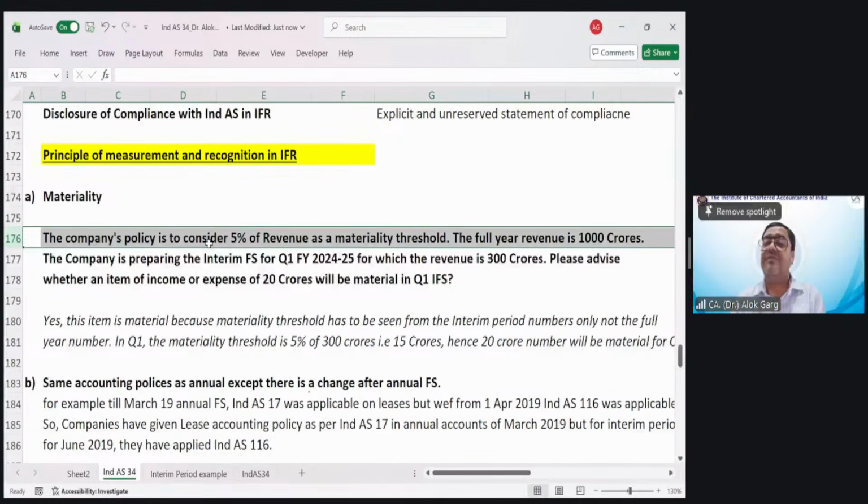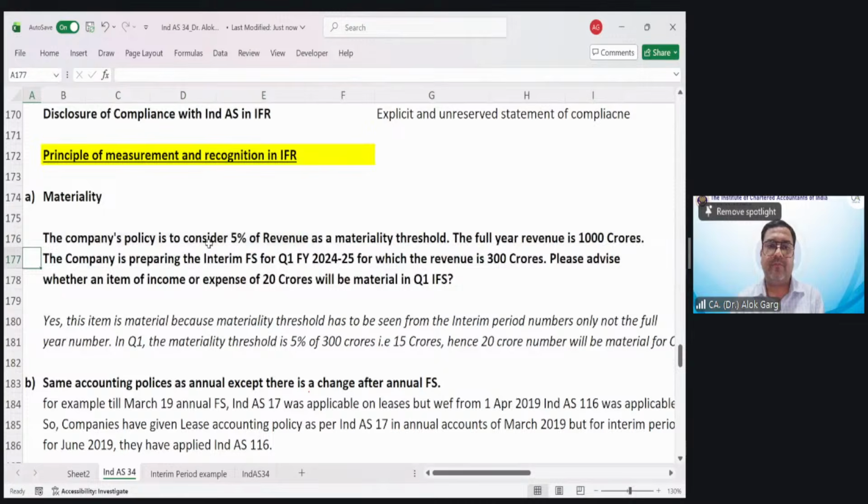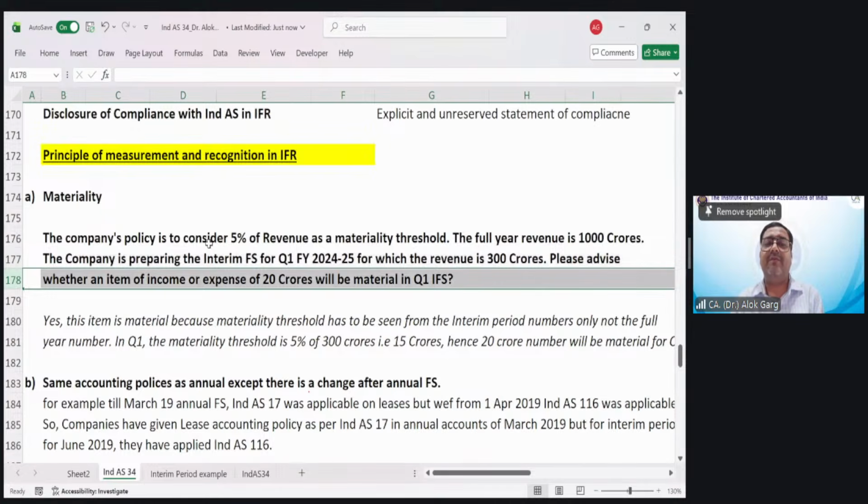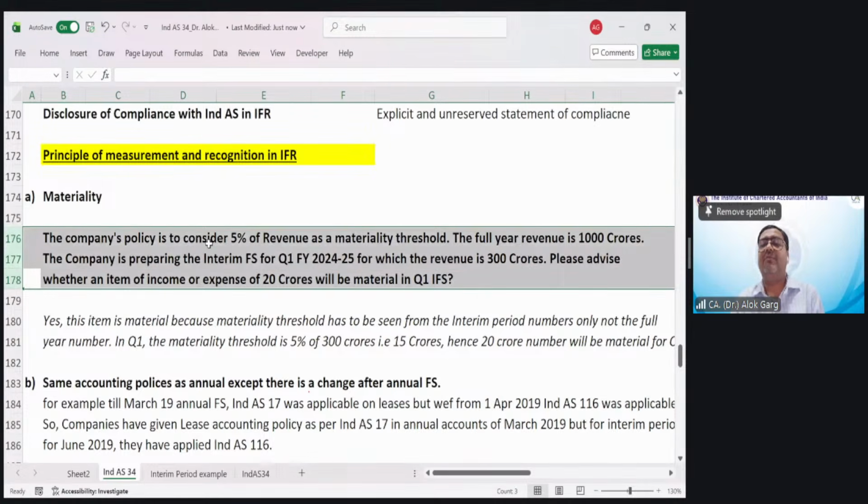The full year revenue is 1000 crores. The company is preparing the interim financial statement for Q1, financial year 24-25, for which revenue is 300 crores. Please advise whether an item of income or expense of 20 crore will be material in Q1 interim financial statement.